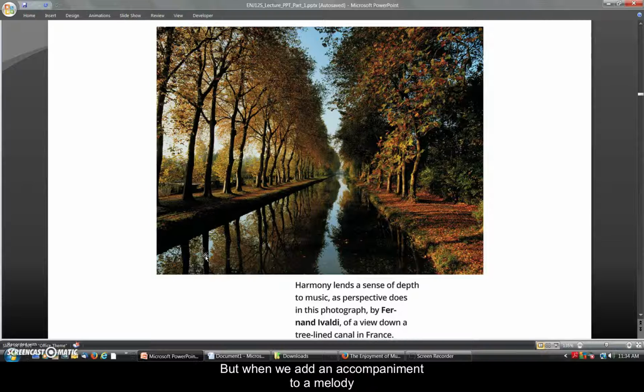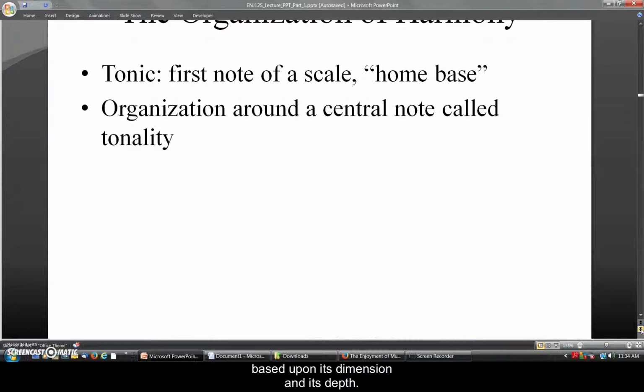But when we add an accompaniment to a melody, it really adds dimension and depth, just as this picture is much more in depth here than it would be with my daughter drawing a two-dimensional picture on a flat piece of paper. So we can really see the clear difference here between a melody and harmony based upon its dimension and its depth.